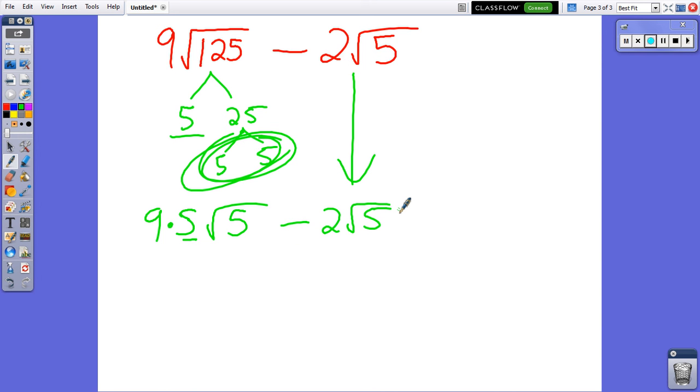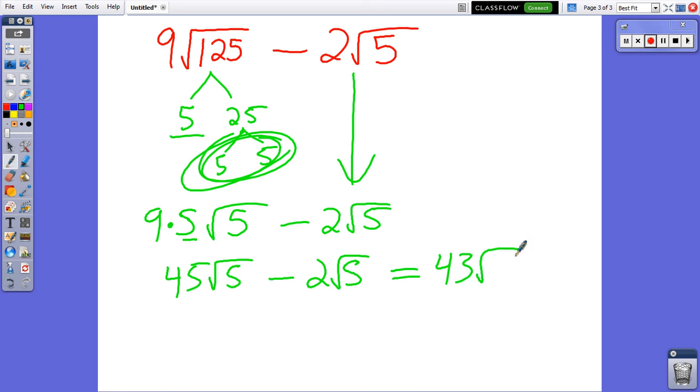On the left, 9 times 5 is 45, so that's really 45 square root of 5, minus 2 square root of 5. Now these are like terms. They both have a square root of 5. So just think about if it were 45x minus 2x, you would have 43x. This is going to be 43 square root of 5.